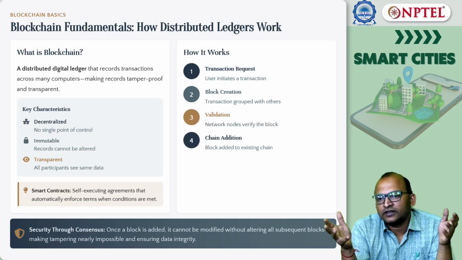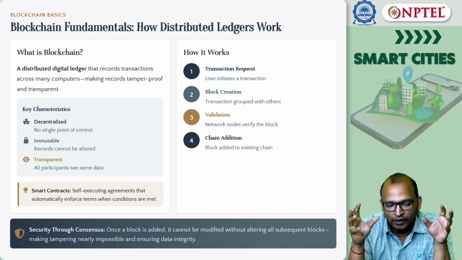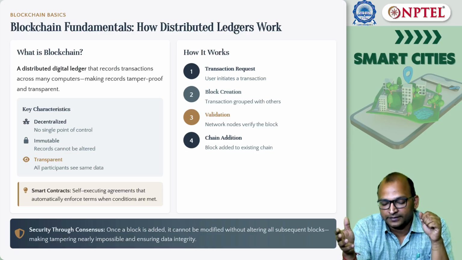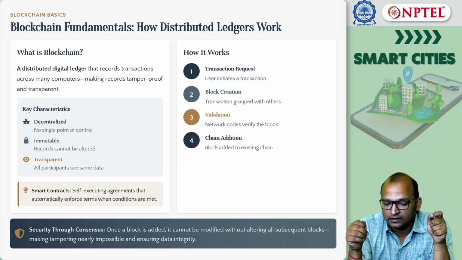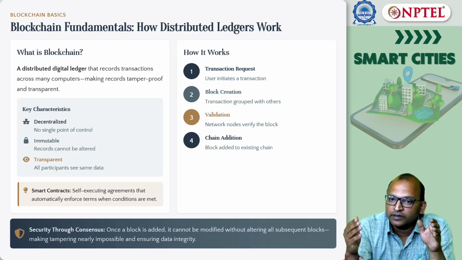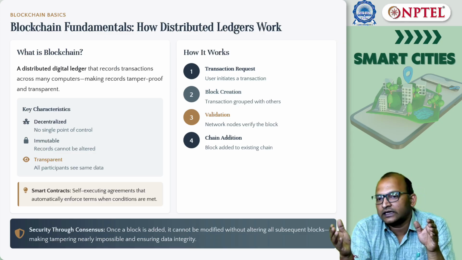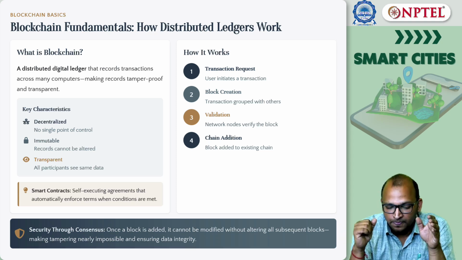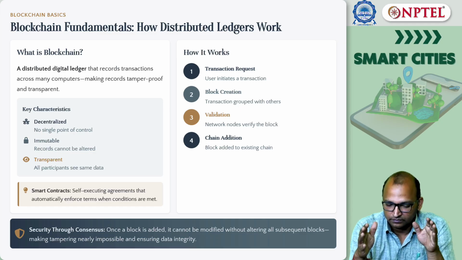So let's start with an example. Suppose your family wants to buy a piece of land. You find a seller, you agree on a price. Now you need to verify. Does the seller really own this land? Has it already been sold to someone else? Are there any court cases or loans on this property? This verification currently requires months, lawyers and office visits.